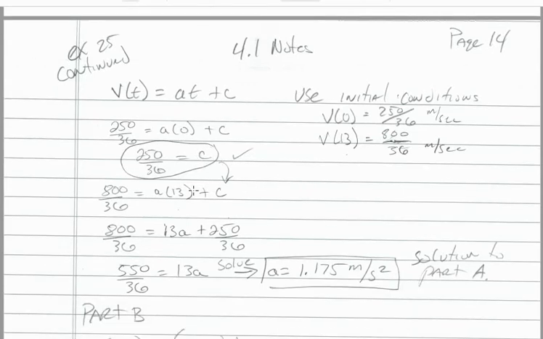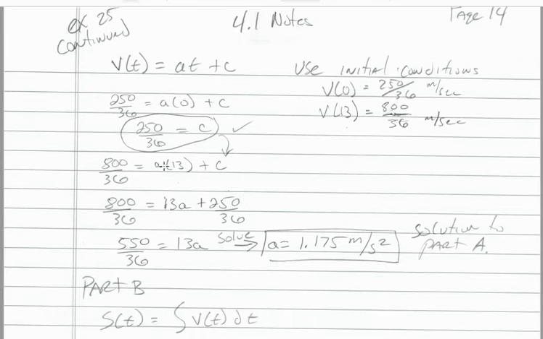We have a couple of different conditions here. When time is 0, we plug in 0, so a times 0 is 0. That equaled 250 over 36, so c is 250 over 36. Our other one, 800 over 36, equals a times 13 plus c. We're going to substitute in the c we already just found. What 13a is is going to help us find the value of acceleration. So we can use both of these initial conditions to find a.